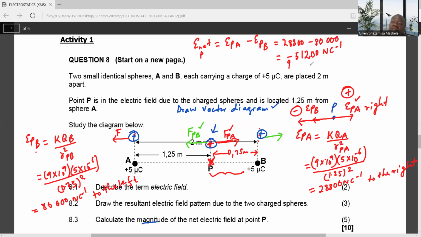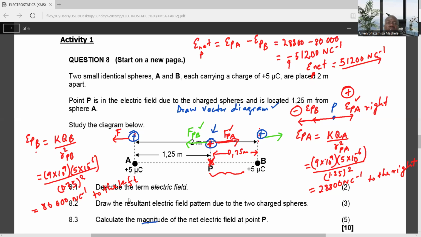However, since they want the magnitude, we're going to say the net electric field at P will be 51,200 Newton per Coulomb, without specifying the direction, because they want the magnitude, not the direction, of the net electrostatic force at point P. So that is how we calculate the electric field at a point. I believe you are following, guys.